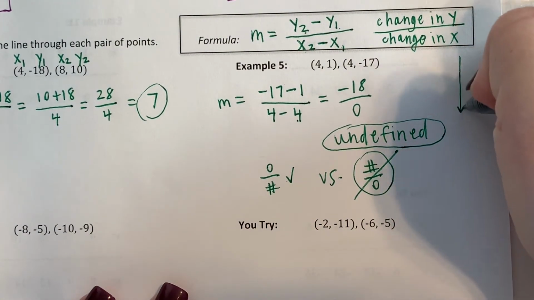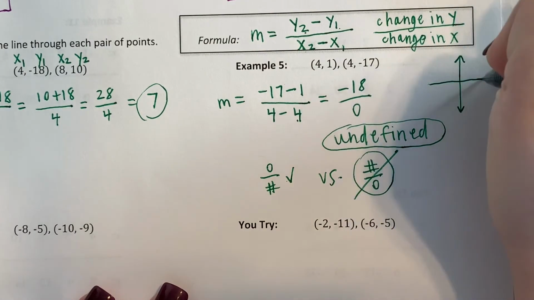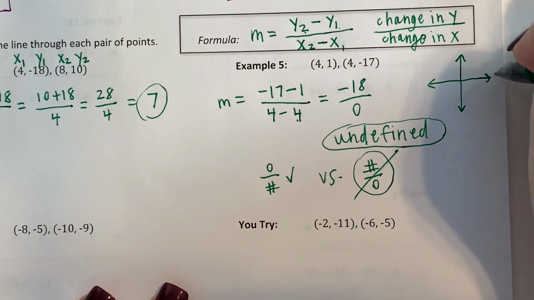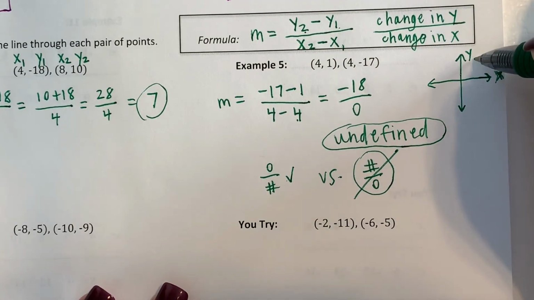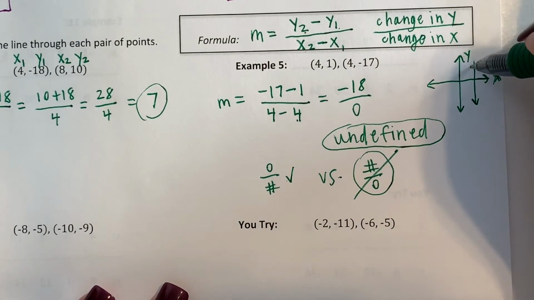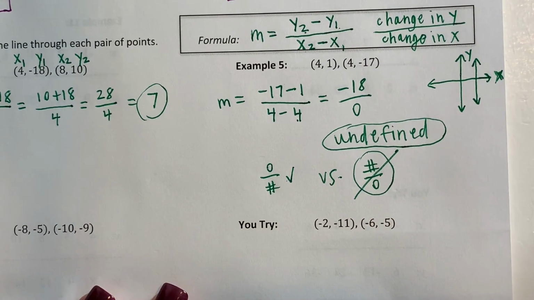But if we were to graph this, if you were to plot it here on your XY axis, an undefined slope is a vertical line. So your line would look like this. It would be a vertical line. Undefined.